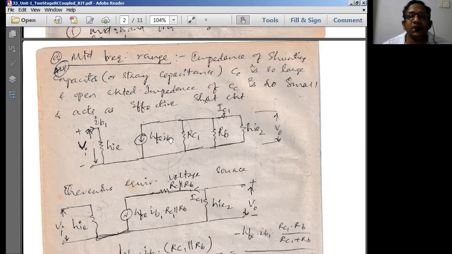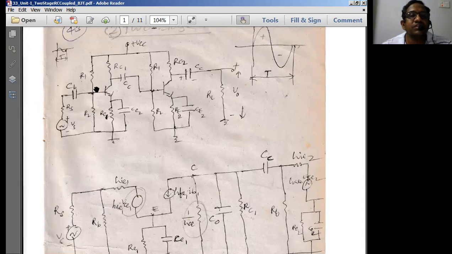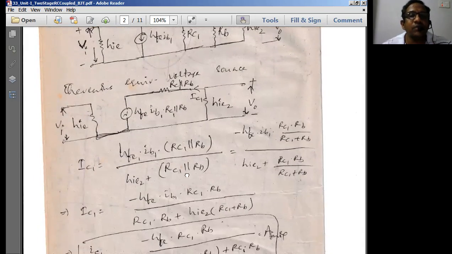Okay, so that means this is nothing but a current source. We represent this by a current source called HFE IB1. And next, HIE is the input resistance of the transistor Q1. So we have transistor Q1 as the first stage and Q2 as the last stage in the case of the two-stage RC coupled amplifier. We can treat the first transistor as Q1 and the second transistor as Q2. Let us start looking into this now. Analysis.